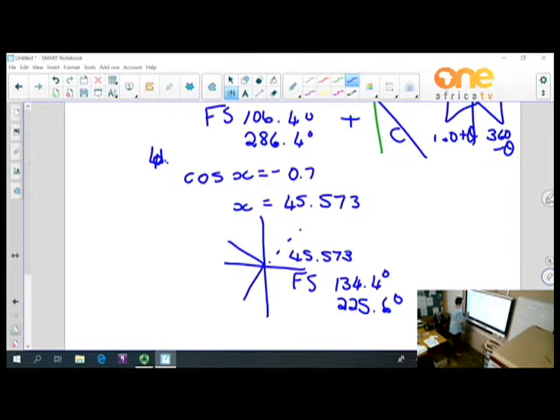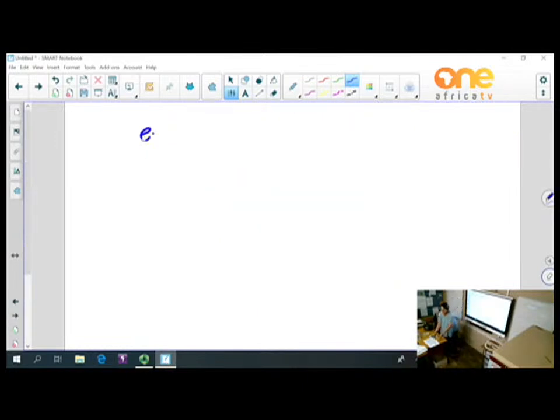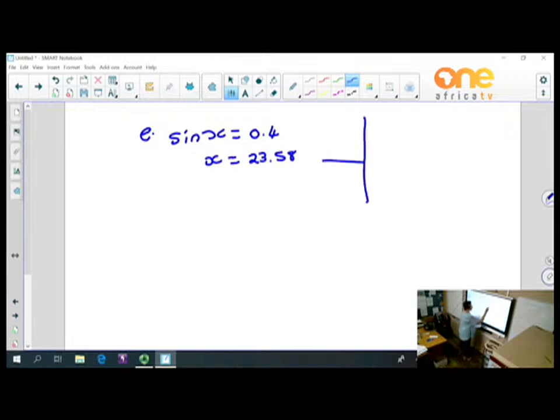Right, the next one is number E. Number E, please try them now on your own and make sure that you understand them. So sine x is equal to 0.4. So second function sine, we first find that key angle, and mine is 23.58. Now we draw CAST. Where is sine positive? In those two quadrants. How do I get those angles? This one is 23.6 degrees, and this one is 180 minus, so it's 156.4 degrees. That's then my final solution.